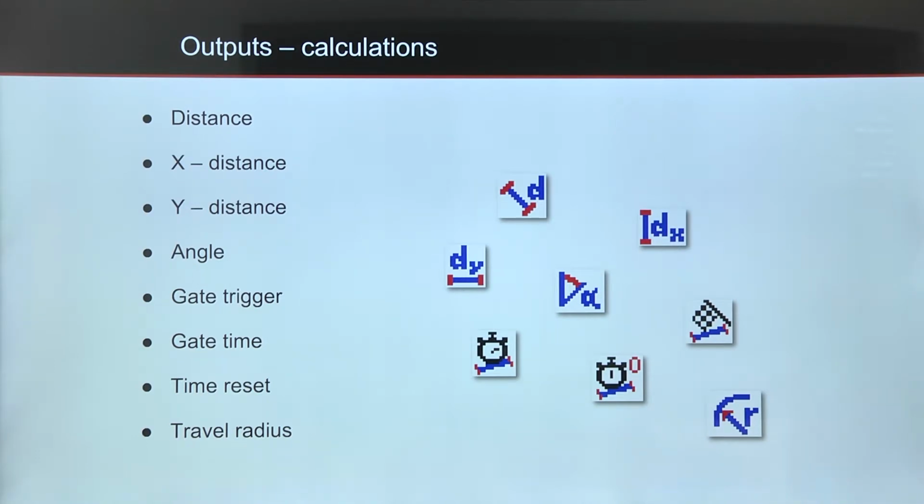We have gate triggers, which will just give out a pulse each time that we cross a certain line. We have gate time for getting the gate time or doing lap times. We can also reset these times, and we also have an output for travel radius. So for determining what was the minimum travel radius that a certain vehicle has done.